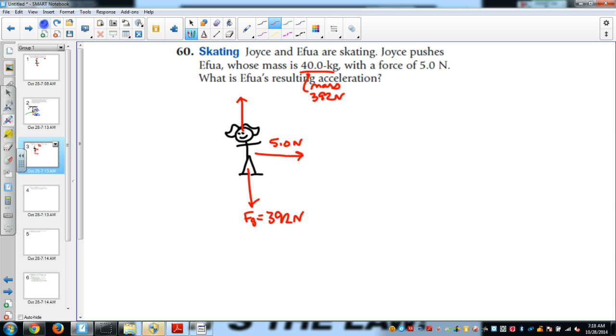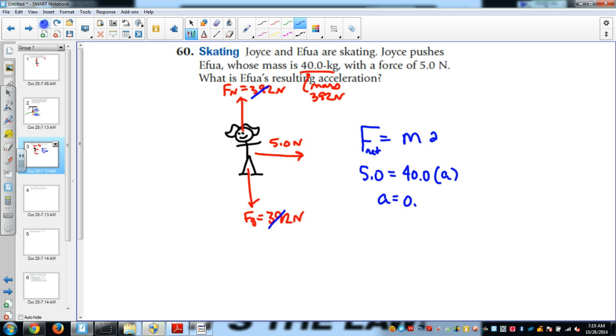I'm assuming that she's probably on level ground, so the normal force is going to be equal to 392. What's her resulting acceleration? So then what I'm going to do is plug it into this equation, F equals ma. And remember, it's always the net force, because these two forces cancel each other out. So my net force is 5 newtons. Her mass is 40.0 kilograms, and the resulting acceleration would be 5 divided by 40. And it comes out to be 0.125, or the acceleration is 0.13 meters per second squared.